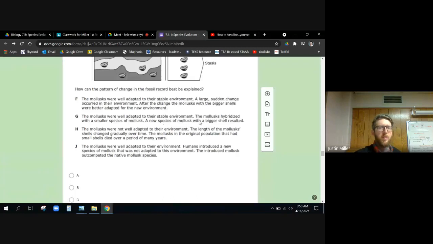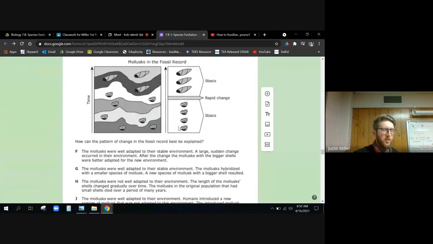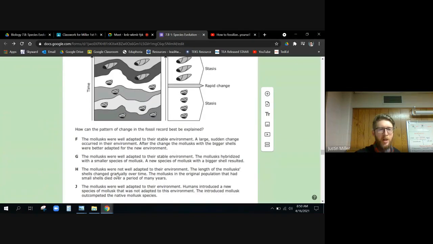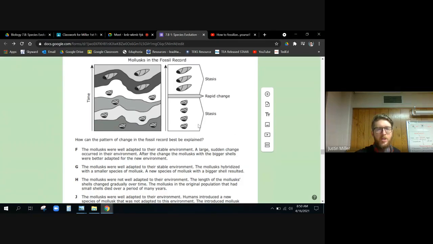Which answer choice basically just describes exactly what they're showing you here? Let's see, H, the mollusks were not well adapted to their environment. The length of the mollusk's shells changed gradually over time. So it didn't change gradually over time because this tells you rapid change, right? So rapid change is not a gradual change over time. Like all the shells were small, something happened, and then quickly those are all gone, and now the only ones left are big ones.